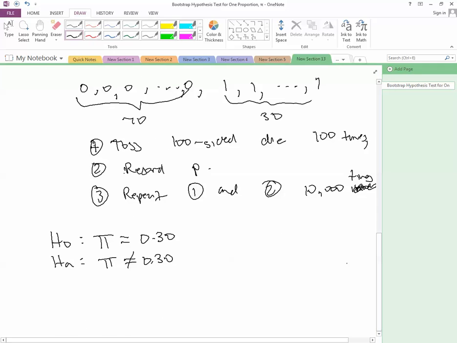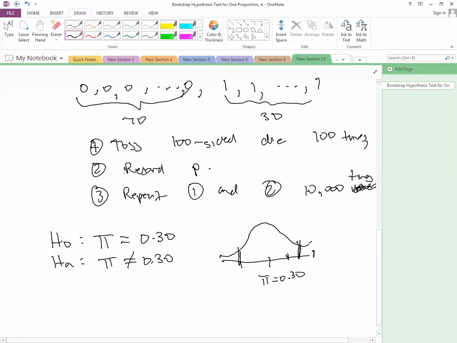So if we generate this distribution, which guess what, it's going to be normal again, and we center it at 0.30, what are our cutoff points? In other words, our sample of 40%, does it lie here or does it lie out in the tail? So I'm going to do this, and I'm going to go over to RStudio, and I'm going to run this.